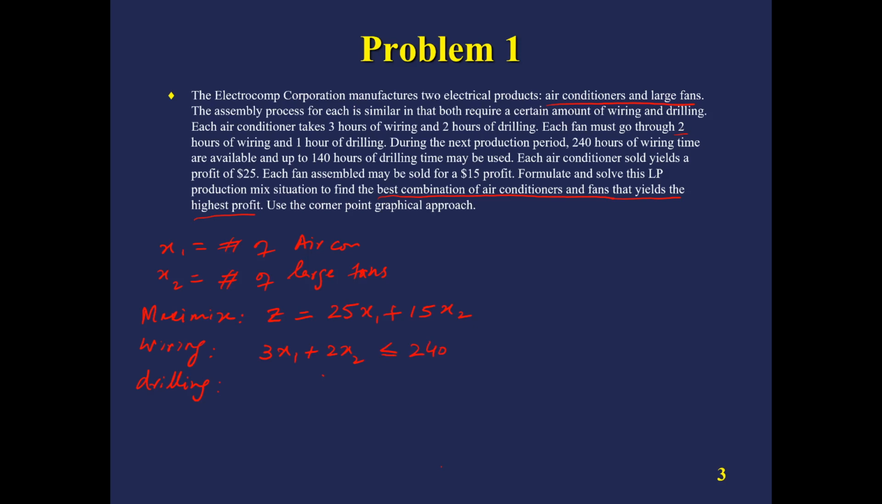All right, and then we have drilling. Each air con must go through 2 hours of drilling, so we have 2x1, plus each fan must go through 1 hour of drilling, so it is x2, less than or equal to 140 hours of drilling available to us, and that's it. And x1 and x2 should both be greater than or equal to 0.